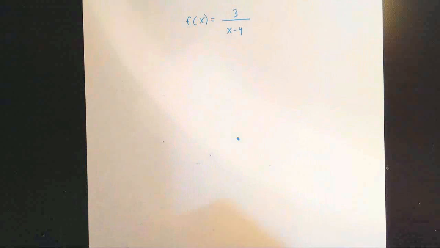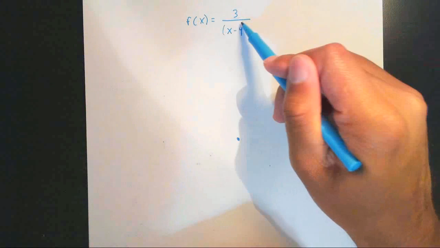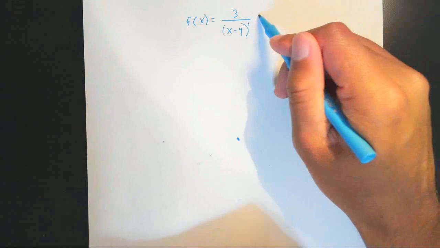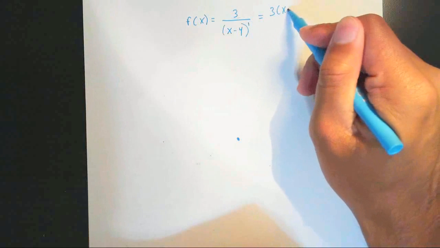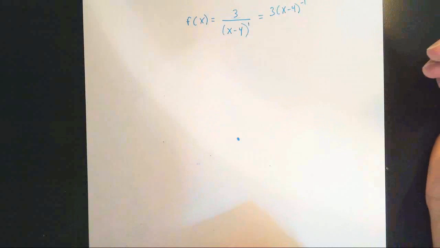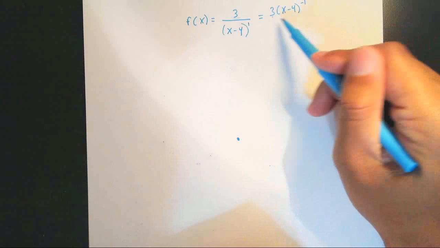Because anytime the numerator is just a constant, you're going to put the denominator in parentheses, raise it to the first power, and then bring it up. So it's 3(x minus 4) to the negative first power. Now your next step is to find your derivative. Because the numerator is just a constant, this is just a regular chain rule.